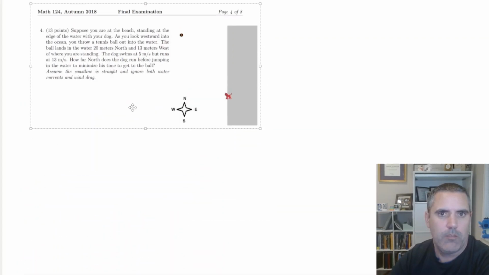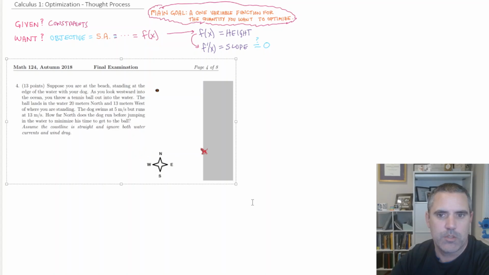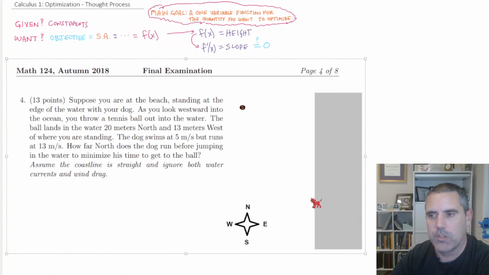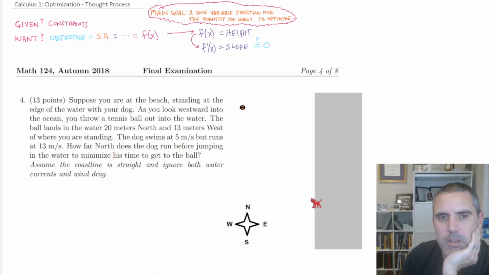Ooh, a tennis ball. Again, I've never looked at these questions before. Just going to do thought process. I looked at them when I did a screenshot of them 5 minutes ago. So suppose you're standing at a beach on the edge of the water. As you look westward into the ocean, you throw a tennis ball out into the water. The ball lands 20 meters north and 13 meters west of where you stand. So we must be standing here, but let me keep reading to make sure.